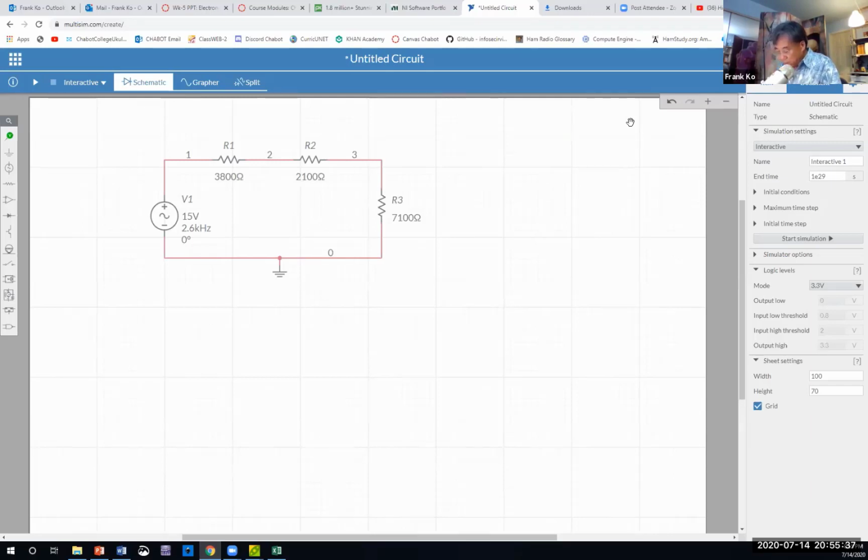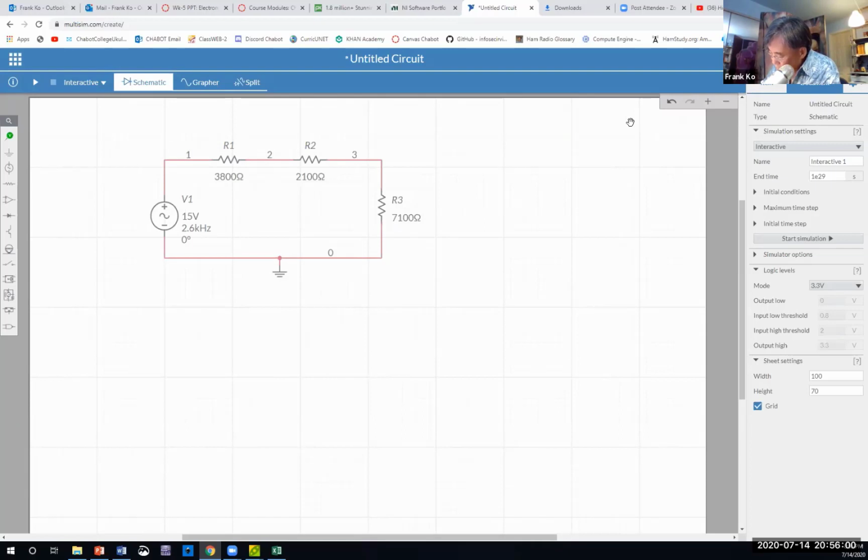Okay, so 3.8 plus 2.1 plus 7.1 equals, yes, 13 is good. So divide by. Okay, confirmed. Remember to double check. Recalculate your current more than once. Make sure your RT is good, because if either one of those is wrong, we're going to be crying big tears.